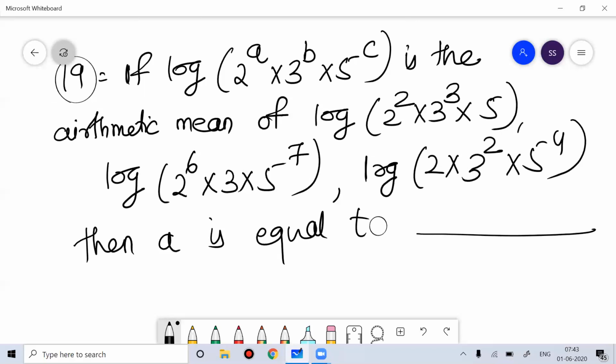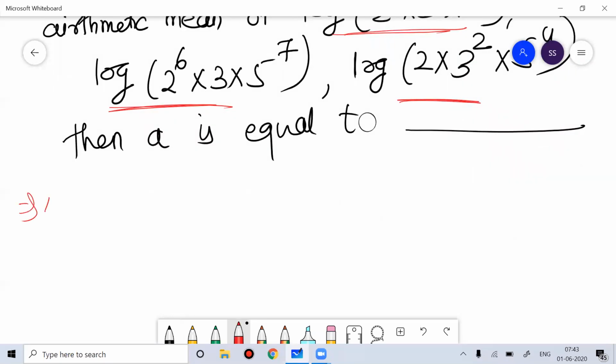So arithmetic mean everyone knows. Okay, sum of terms divided by number of terms. So this value is the arithmetic mean of these three terms. So suppose this is a, this is b, this is c. So what is the arithmetic mean of a, b, and c? a plus b plus c by 3.